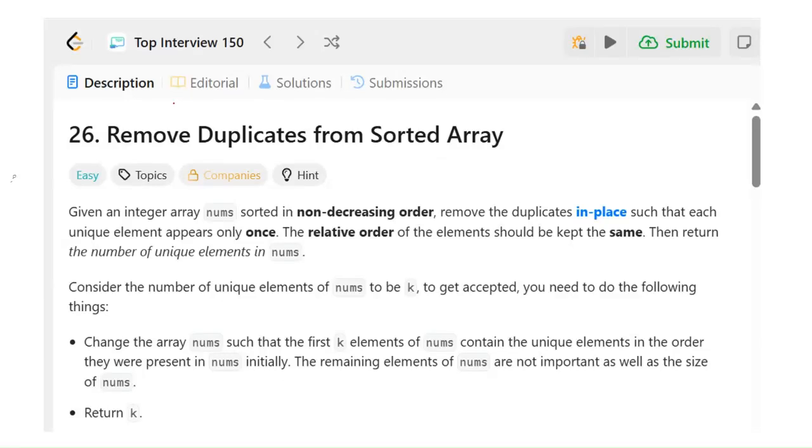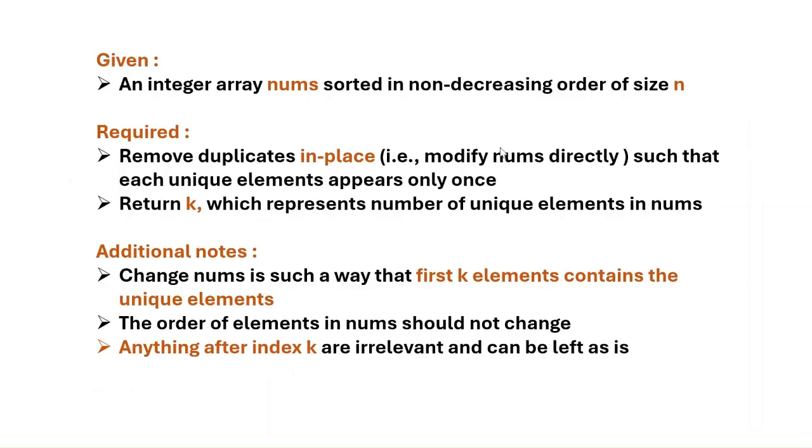Today we are going to solve Leetcode problem 26, remove duplicates from sorted array. Let's try to understand what is given in the question.